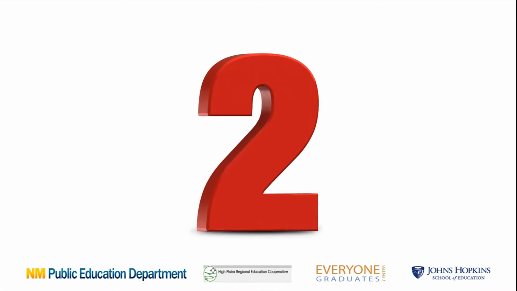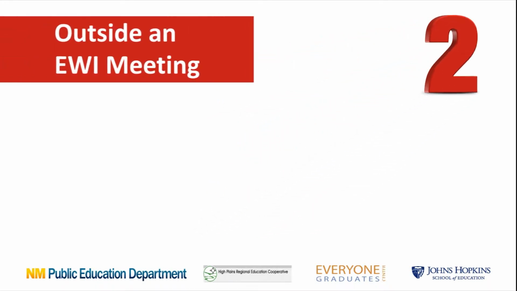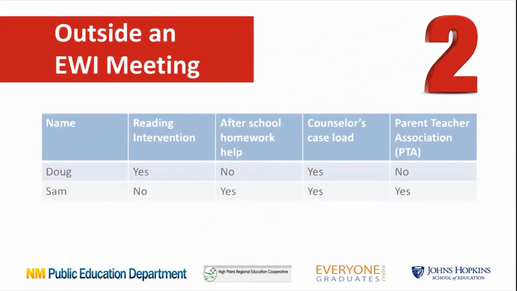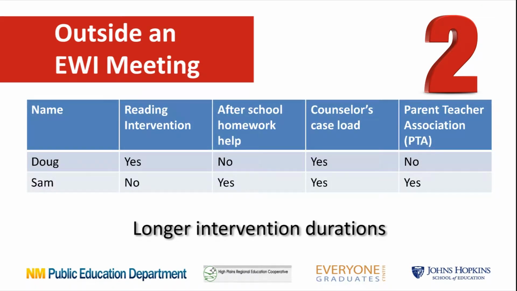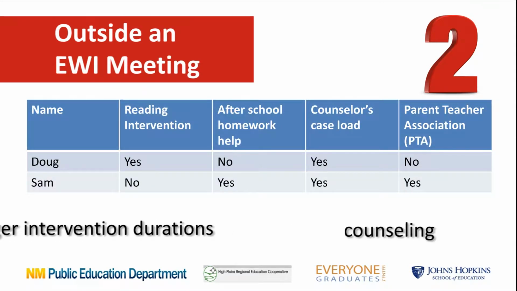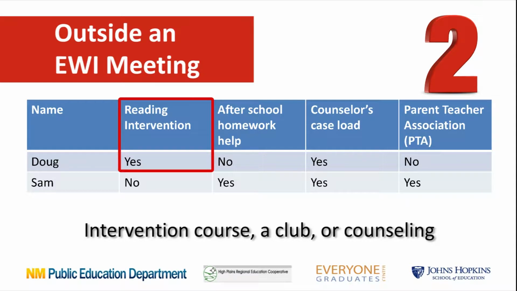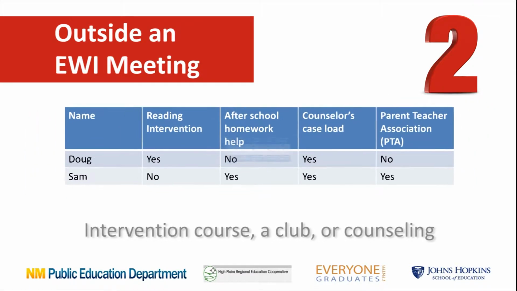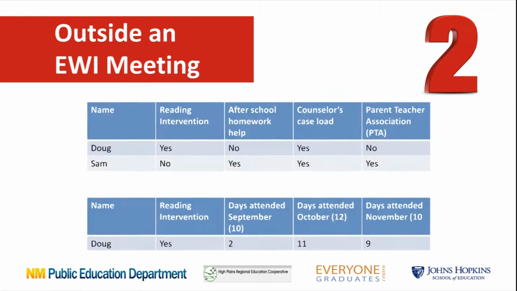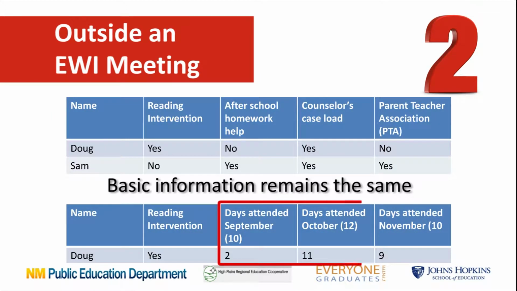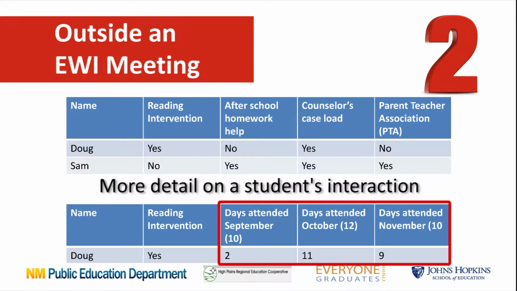The second method is for interventions that are assigned outside of EWI meetings. These interventions often last for a longer duration of time and may include an intervention course for reading, a club that a student belongs to, or formal counseling that a student is connected to. While the basic information that is collected on these interventions is the same, we have seen sites add in columns for attendance so that they may get a better idea of the student's interaction with the intervention or support.